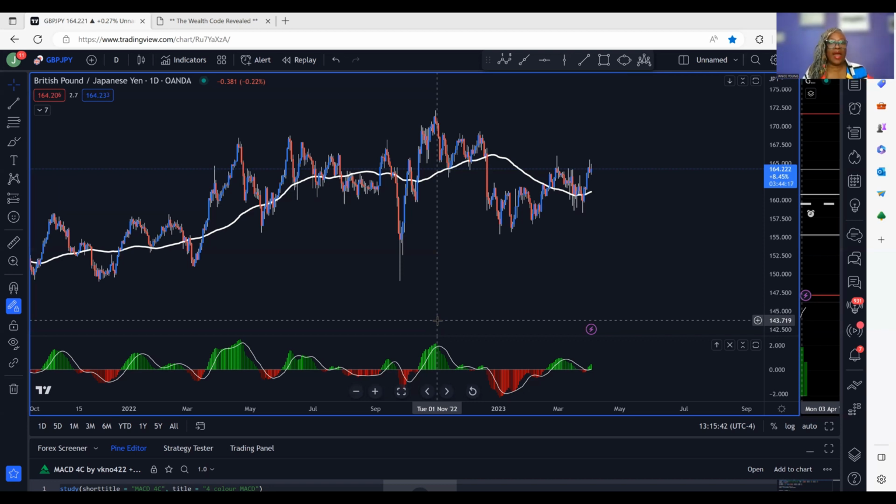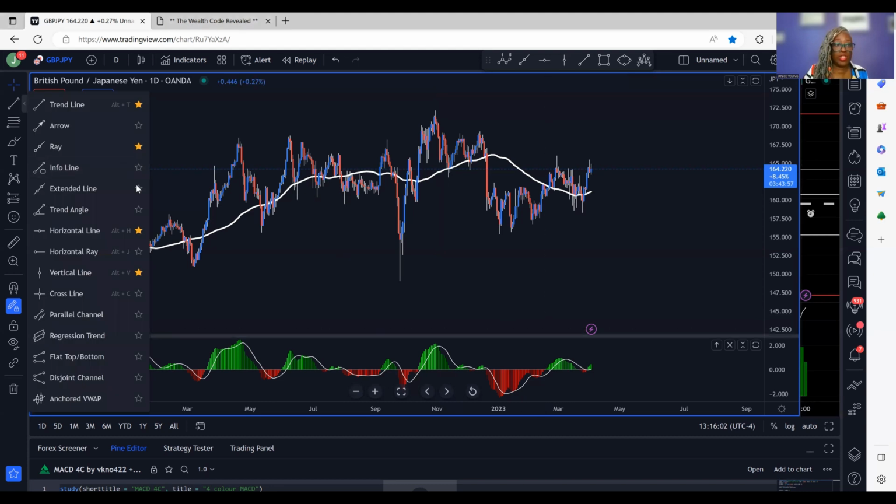Is price making higher highs and higher lows? Is price making lower lows and lower highs? Did price break a key level of structure? All of these things put together gives you the overall viewpoint of what the trend is. So with that being said, we're clearly bullish. Why? I'm going to share with you why.